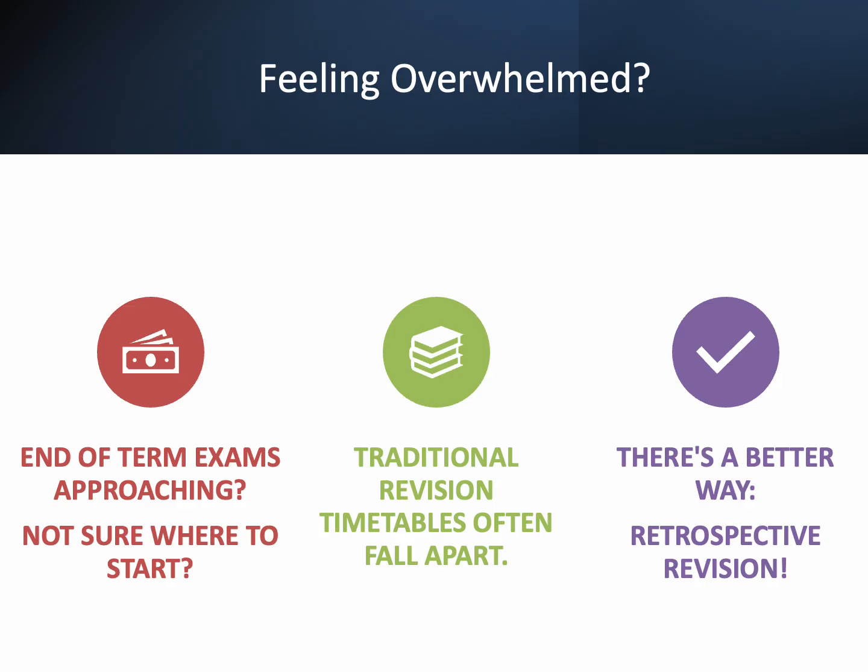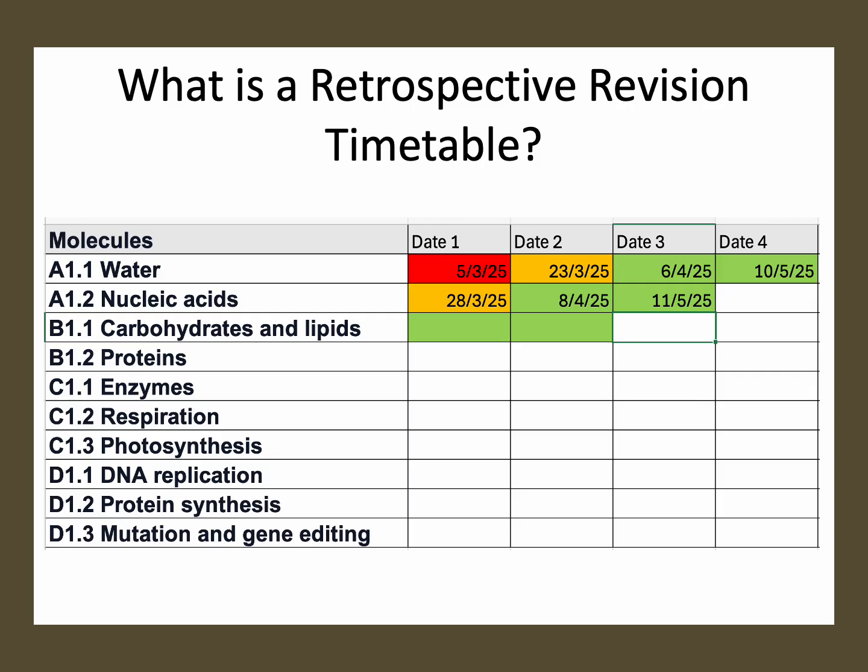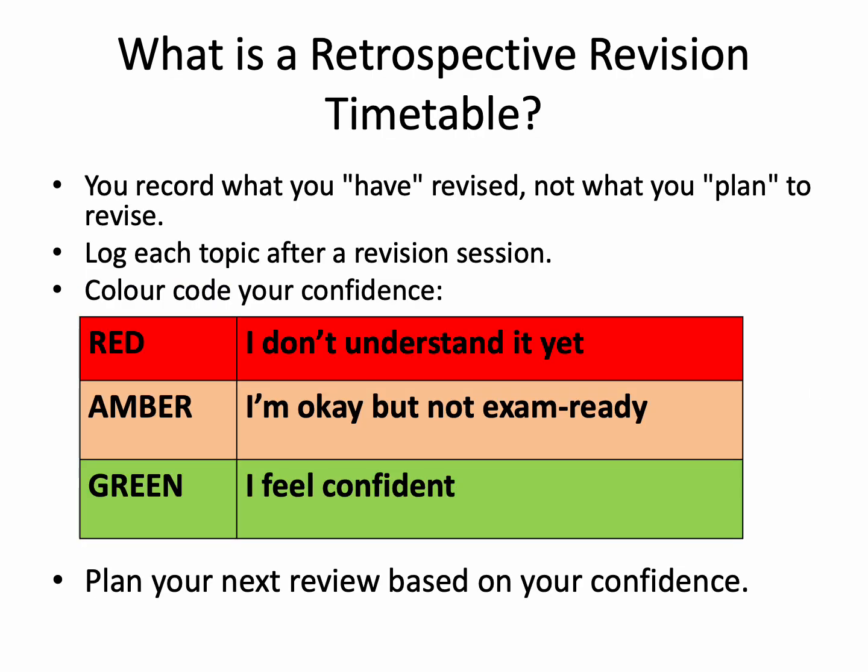So where to start? Traditional revision timetables often fall apart with an unexpected event, or maybe you don't feel so well. So there is a better way, a retrospective revision planner. This technique, basically you're going to log what you've studied and when, and you're going to colour code it based on how confident you feel about a topic. So it's a really important strategy to help you constantly move forward and think, where are you going next? The schedule adapts to your actual needs rather than having a rigid schedule. So you record what you have revised, not what you're planning to revise.